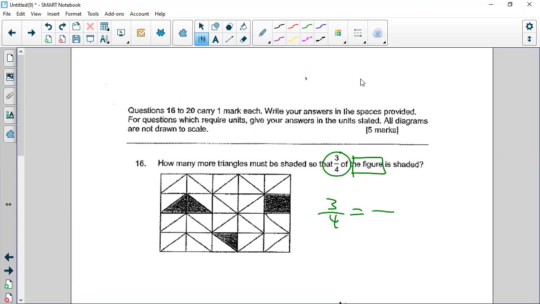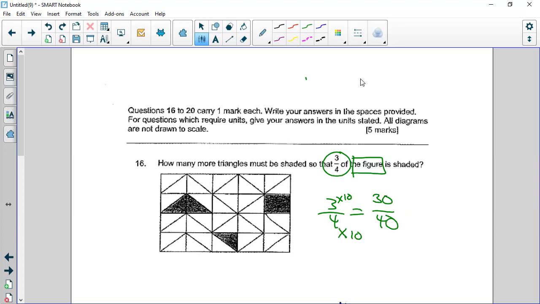2, 4, 6, 8, 10. 10 times 4, I think there are 40, right? There are 40 triangles altogether, if you count correctly. And what's the missing numerator? 4 times 10, 3 times 10. So you want 30 triangles to be shaded.